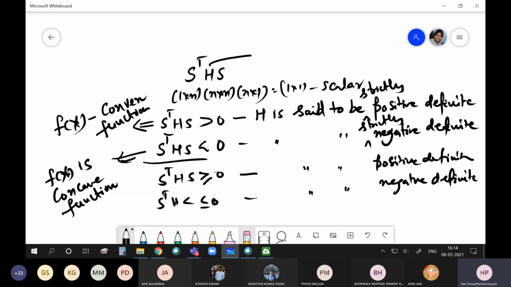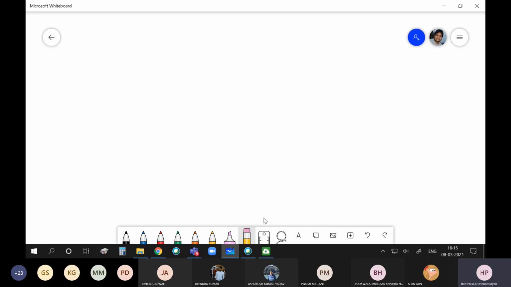One way of finding out whether a Hessian matrix is positive definite or negative definite is by finding the eigenvalues of the Hessian matrix. If H is the n by n matrix, how do we find the eigenvalues of this matrix?